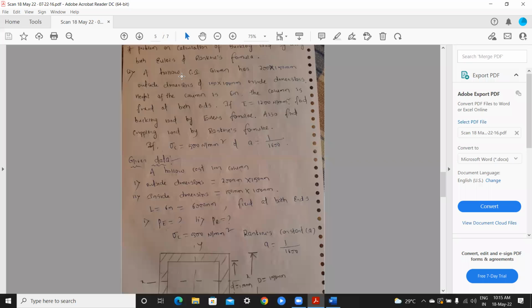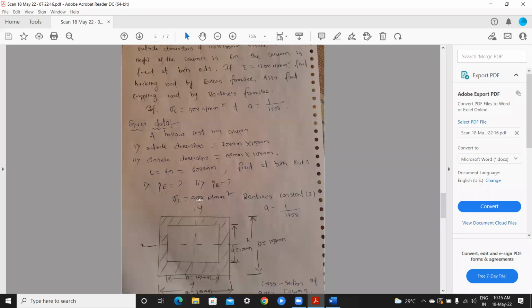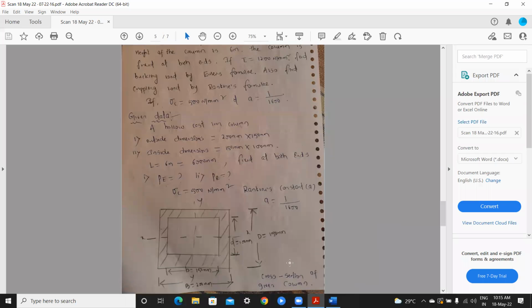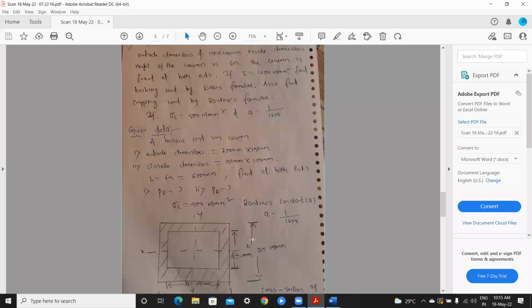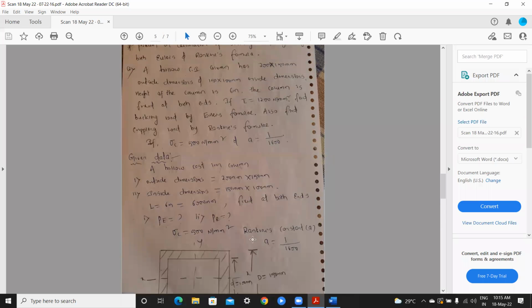iron column here. A hollow cast iron column has 200 into 150 mm outside dimension. You can see here the figure, outside dimension. I will draw here. I will just read the question here. A hollow CI column has 200 into 150 mm outside dimensions and 150 into 100 mm inside dimensions.